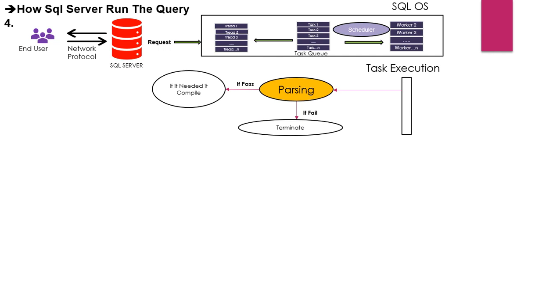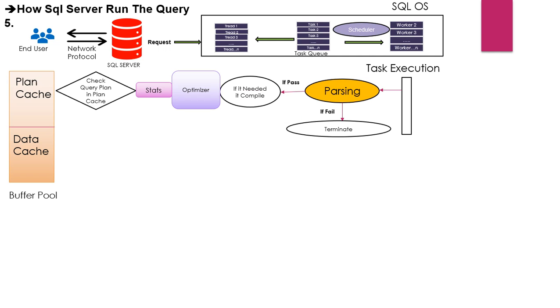In the task execution step, parsing, compilation, optimization, and task execution occur. In parsing, it will check the query syntax. If there is any error, it terminates the task. The thread and worker become free, which can be used by SQL OS for other tasks. After parsing succeeds, if it needs to compile, then it compiles, else it does not compile. Then it proceeds with the optimizer.